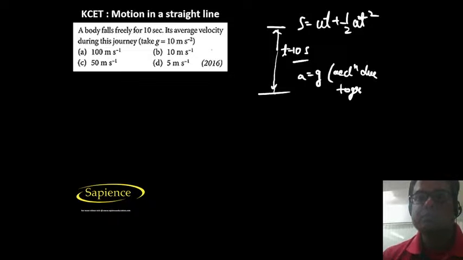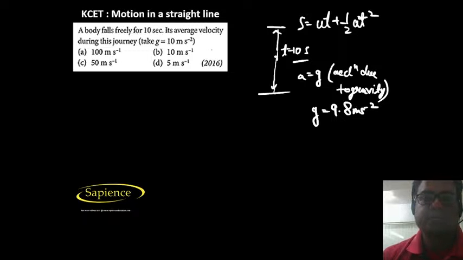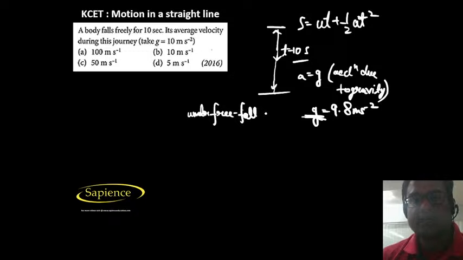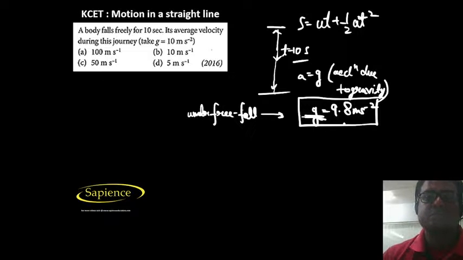Acceleration due to gravity is equal to 9.8 meter per second square. With this constant acceleration, the body will fall freely. g is the constant acceleration under free fall. We should always know this, that under free fall the acceleration is always constant, given as g, which is 9.8 meter per second square. And t is the time interval for which the body is falling, which is 10 seconds.